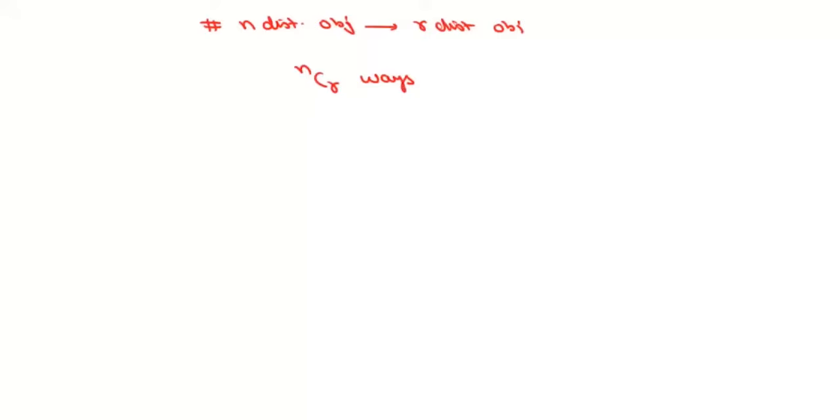Now generally in PNC, there is a doubt when to multiply and when to add. So if we have this AND case, then we need to multiply. And if we have this OR case, in that case, we have to add them.